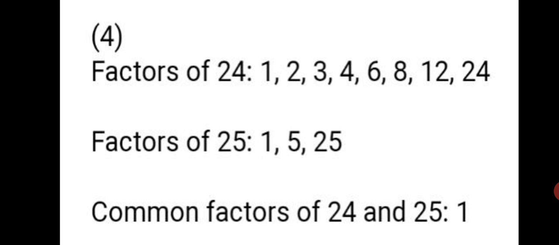Factors of 24 and 25 are listed here. To find factors of 24 in the rough, 1 into 24, 2 into 12, 3 into 8, 4 into 6. Then arrange them in increasing order, ascending order. 1, 2, 3, 4, 6, 8, 12, 24 are factors of 24. Factors of 25, 1, 5, 25. Common factors of 24 and 25, only 1. Only 1 is their common factor. No other factors are common in them.